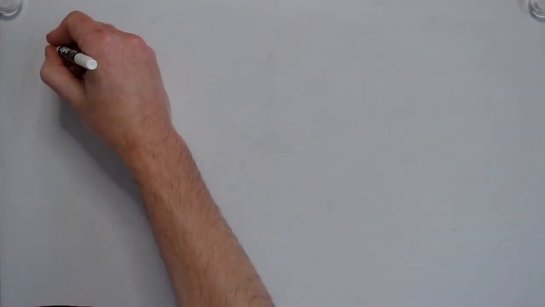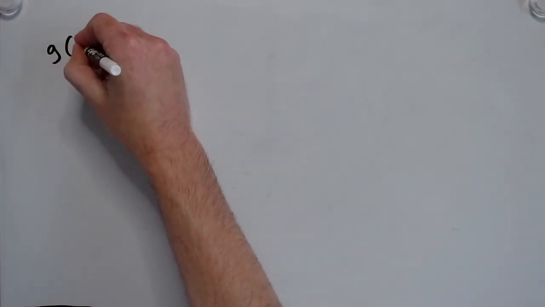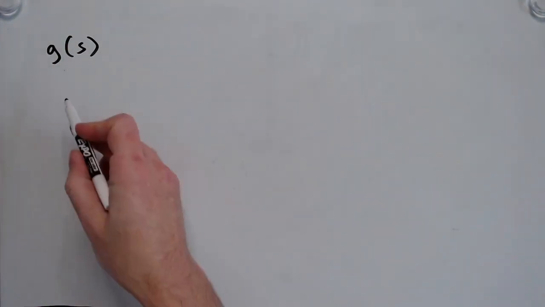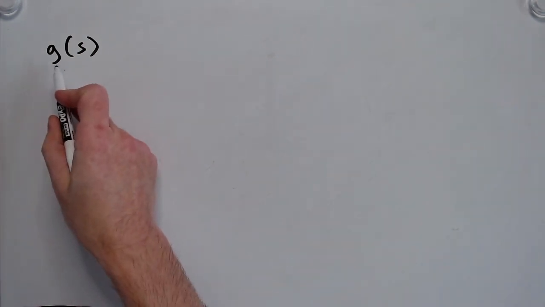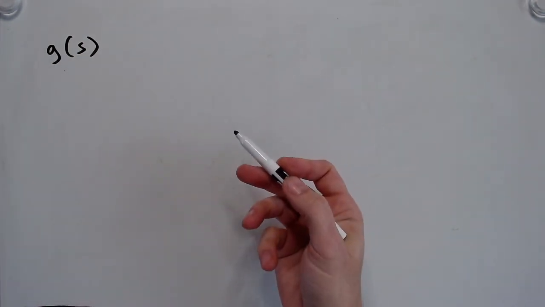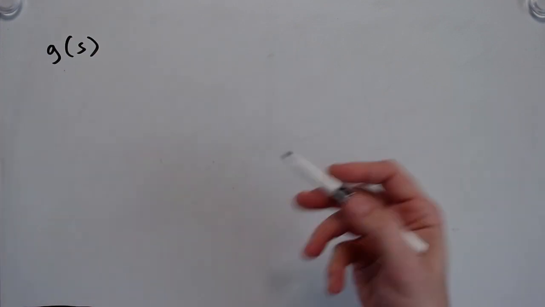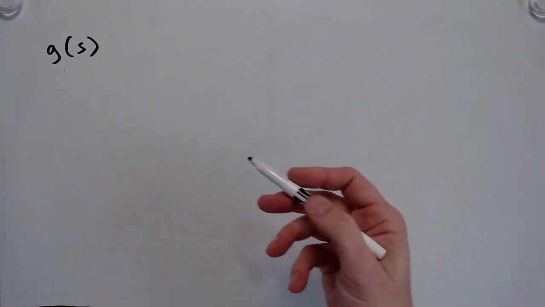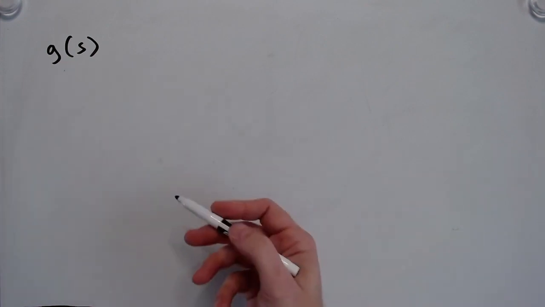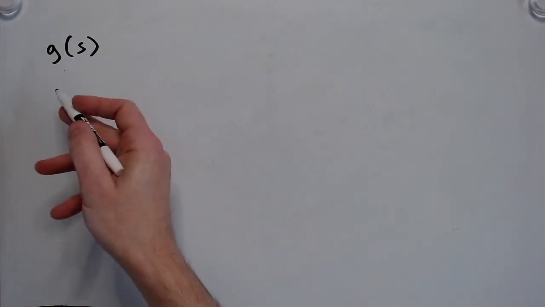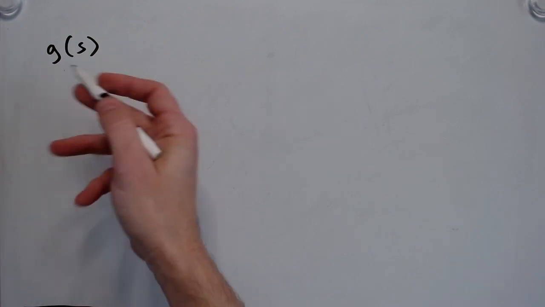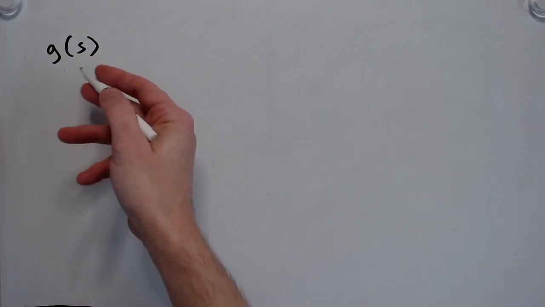Now I'm going to write something kind of weird up here. I'm going to write g of s. So what does that mean? It doesn't mean junction. We can name functions whatever we want. So we can have f of x. That's a function that's using x as an input. But we can substitute any variable for the name. So this is just another function. It's just g. And the variable that it's dependent on is s.